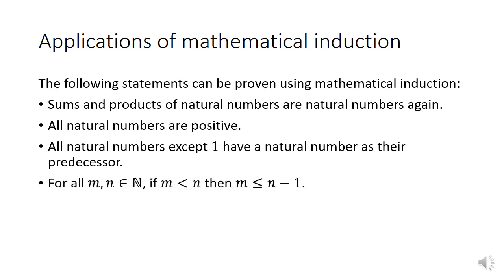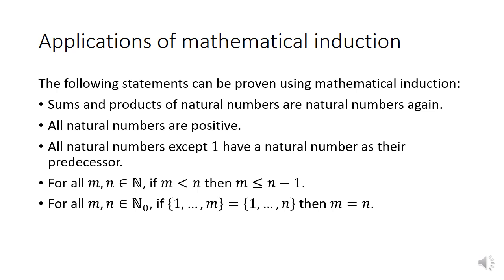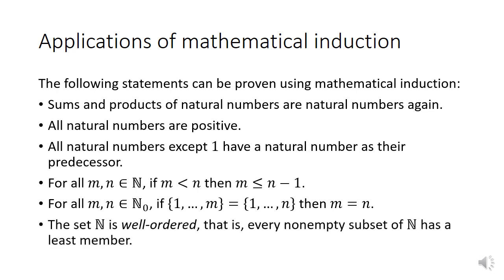For all natural numbers m and n, if m is less than n, then m is less than or equal to n minus 1. So two different natural numbers differ by at least 1. If the set of all naturals from 1 to m and the set of all naturals from 1 to n are the same, then m and n must be the same. The set N is well ordered. That is, every non-empty subset of N has a least member.